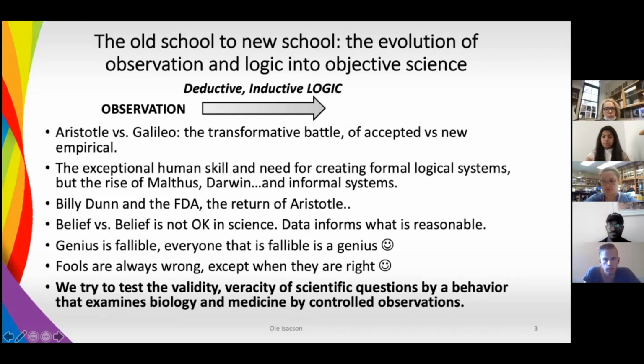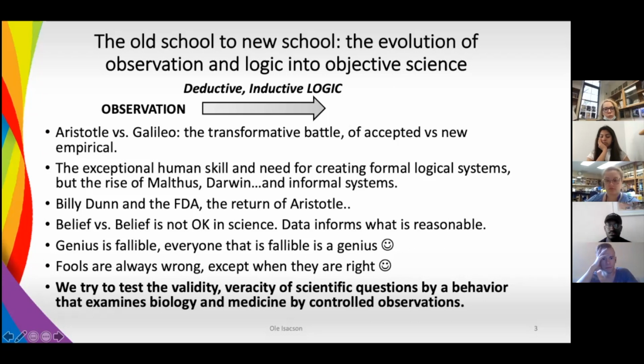And finally, a couple of notes about humility. Genius is fallible. So everyone who is fallible is therefore a genius, potentially. So the understanding that knowledge always changes and that scientific theories are only as good as what they predict means that humility is one of the most important behaviors in science. It's important in every other aspect of life too. And fools are always wrong except when they're right. So you'll find in science that there is the same battle between good and true knowledge generated by good science, but the interpretations may lead to all sorts of fallacies.